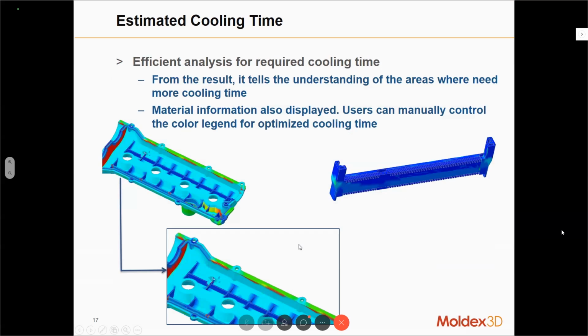For the estimated cooling time from the results, we can see which areas need more cooling time. If our cooling time is not enough, it also affects warpage. So we are going to arrange the cooling time better, or we can adjust the cooling time longer, so we get a better cooling effect.